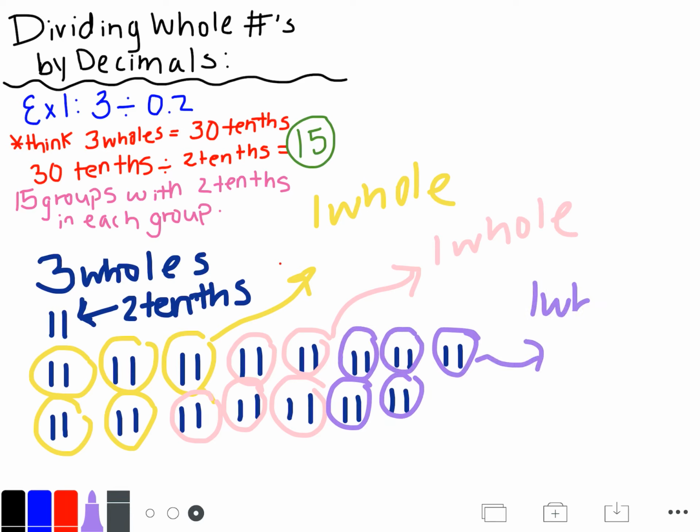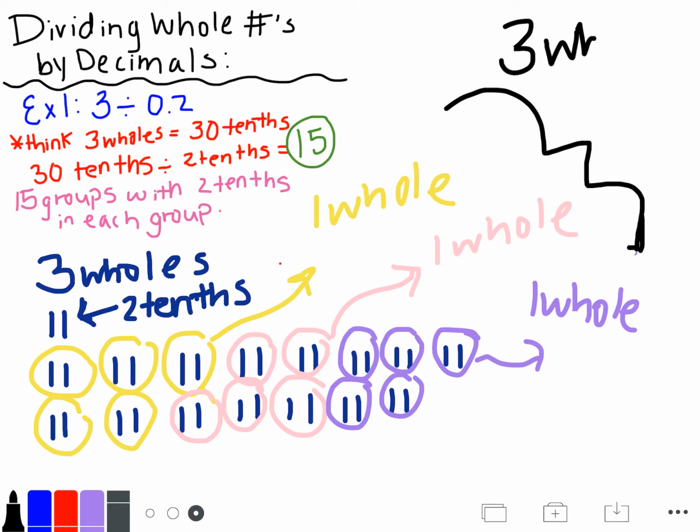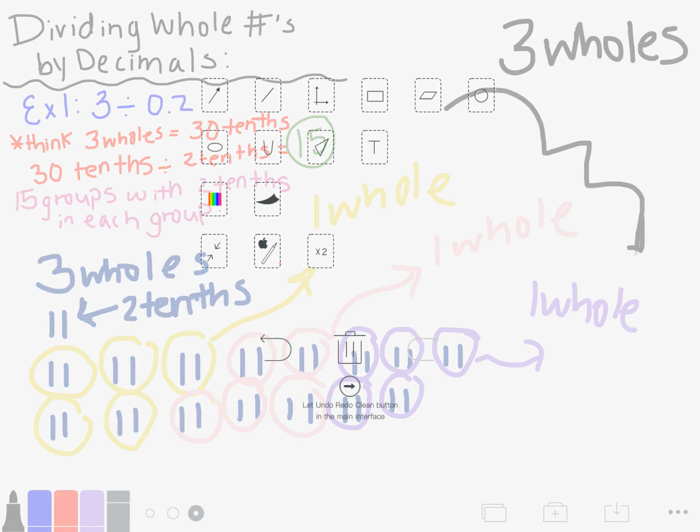So remember, boys and girls, I have 15 groups total, which equals 3 wholes, 15 groups of 2 tenths, almost reversing the problem. I changed my mind on the color, and I'm actually doing black. I am adding up my whole plus my whole plus my whole, and I get 3 wholes. Again, just showing you how we got the answer: 15 groups.